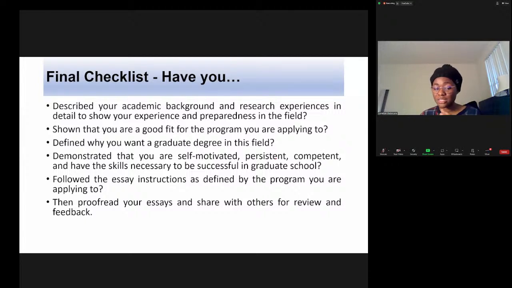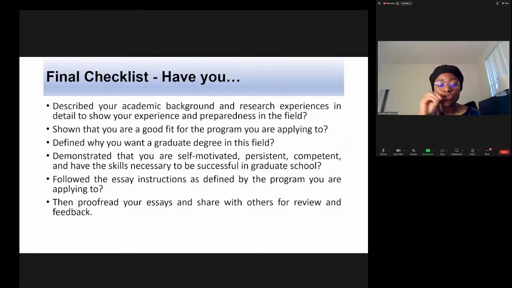Like I said, don't tell, because some people will be like, I am self-motivated, persistent, competent. Calm down. You have to show them. Let them be the one to summarize and say, okay, from all these things this person has written, this person has proved to be self-motivated, persistent, and all of that. Now, follow the essay instructions as defined by your program.